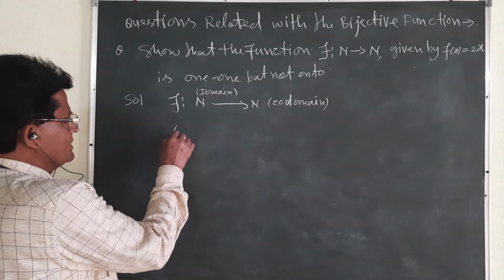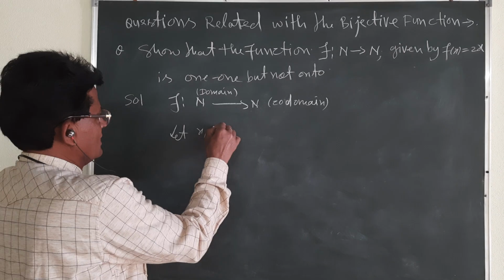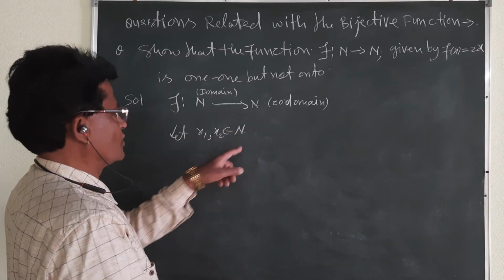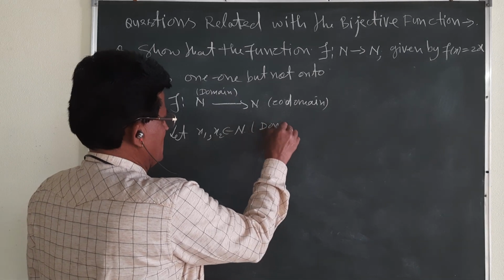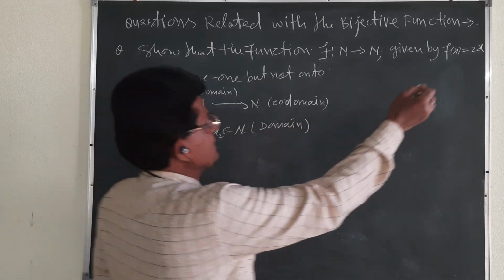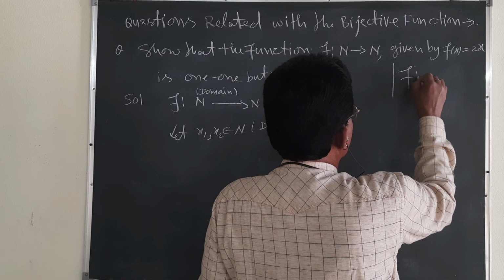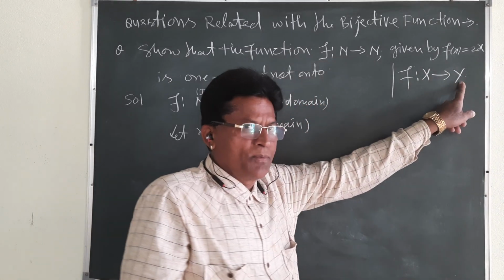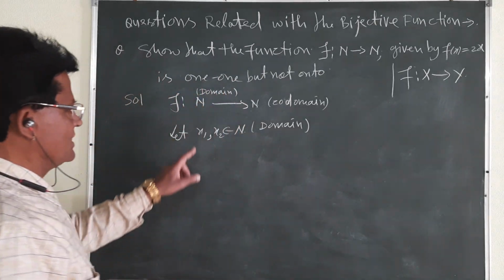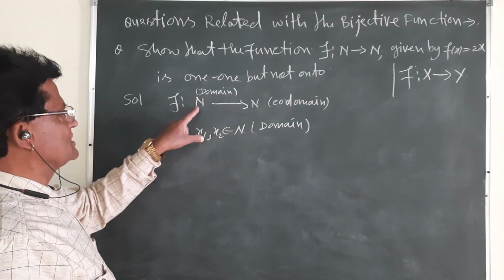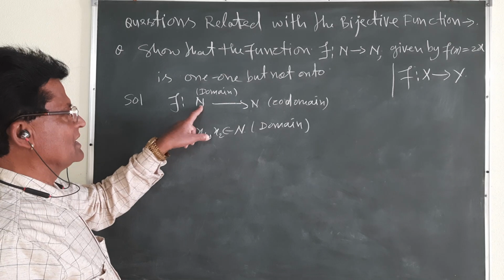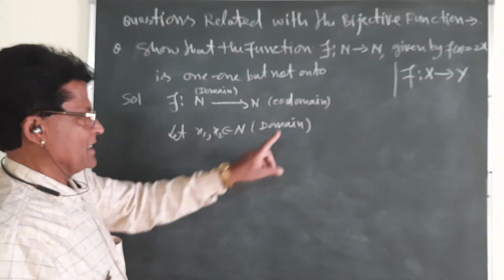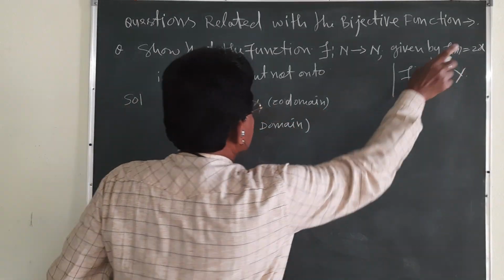Okay, let's see x1, x2. These are two natural numbers belonging to N. What is N? Domain. Because I told you the function f from X to Y, this is domain and this will be codomain as well as range. That is why x1, x2 belongs to N, meaning this N. Here we have assumed two natural numbers x1, x2 belonging to the domain, as per the function given over here.